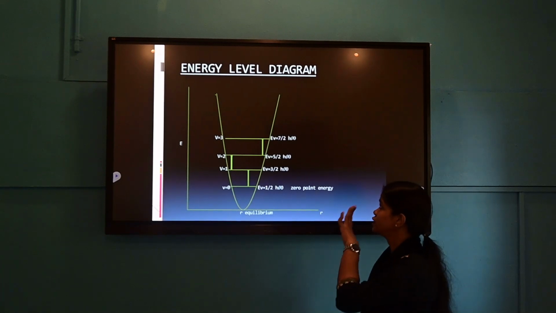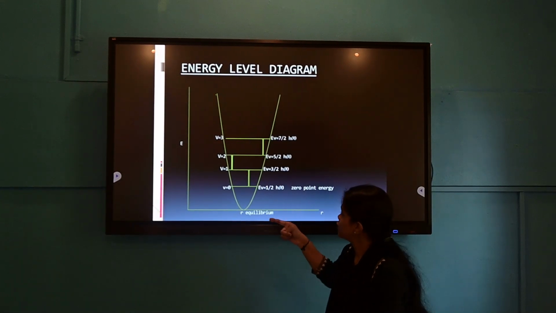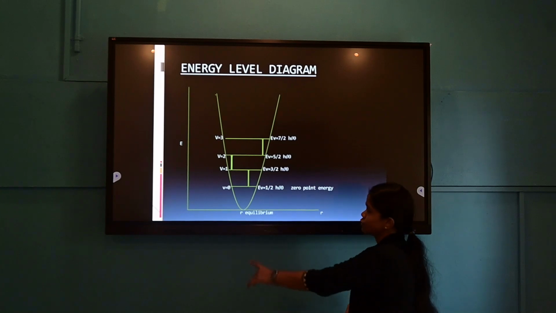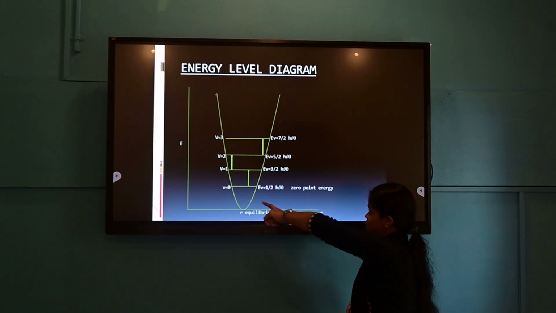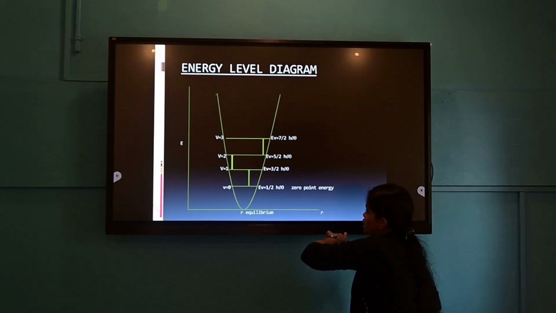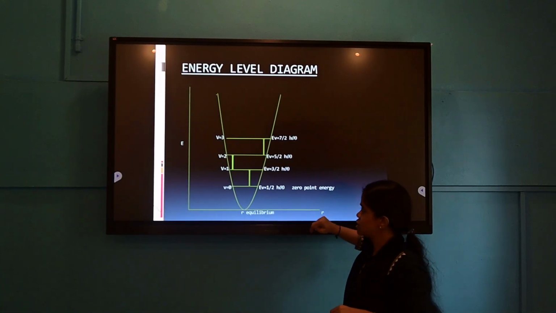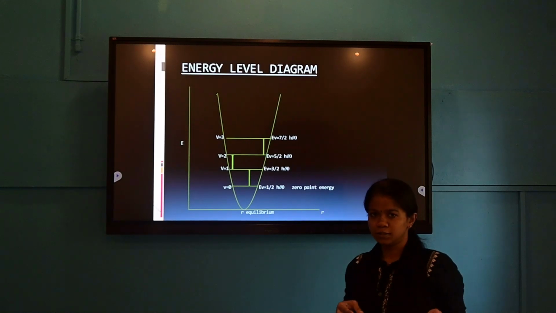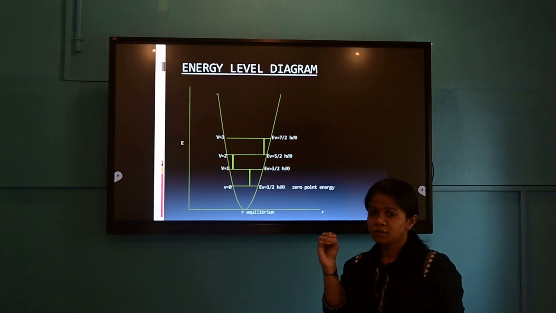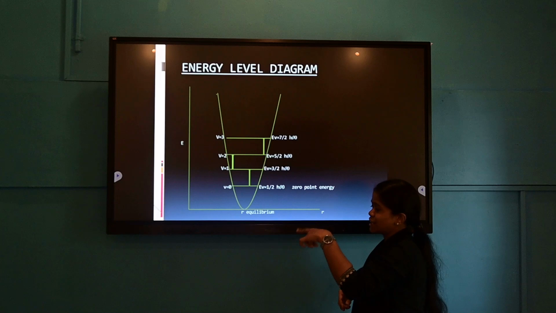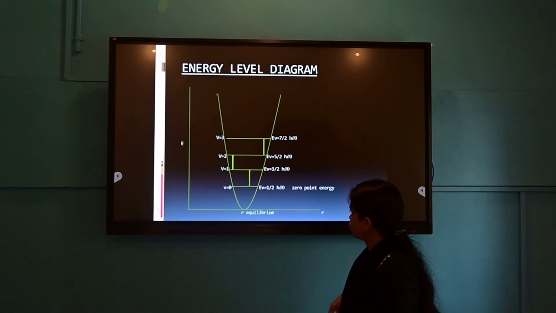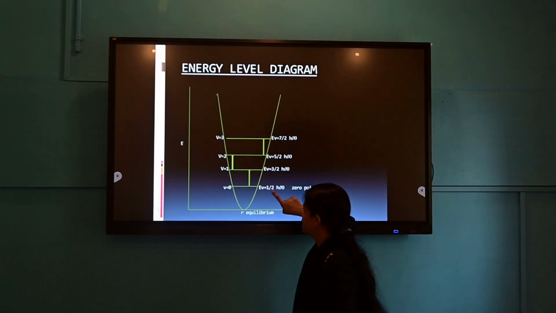After solving the equations of EV, we get a graph like this. We are drawing a graph with energy on the y-axis and internuclear distance between the atoms of the molecule on the x-axis. We know that the graph of a harmonic oscillator is like a parabola. We are drawing different values of V and the corresponding energy of vibration.